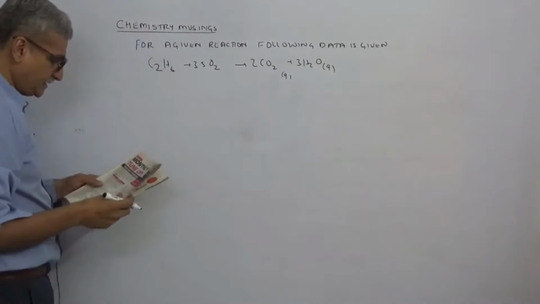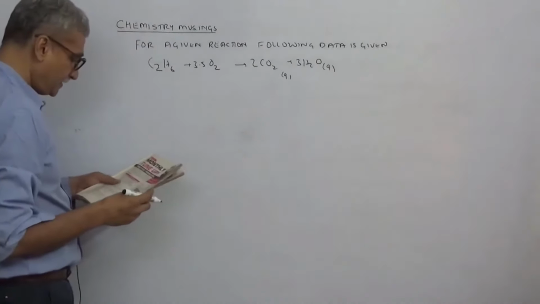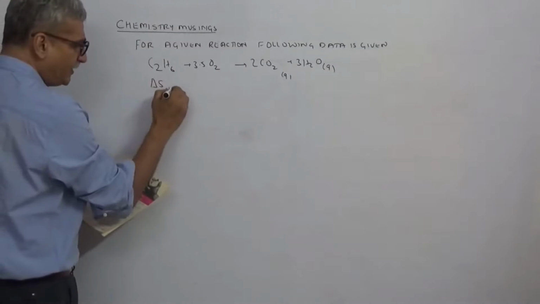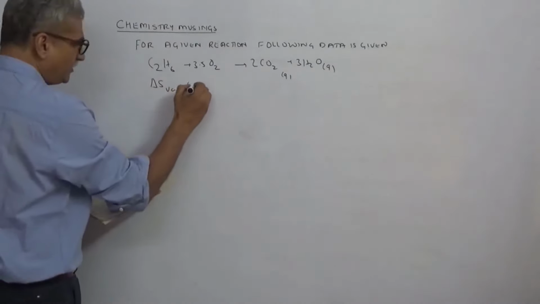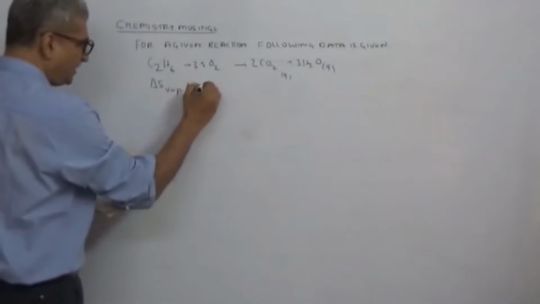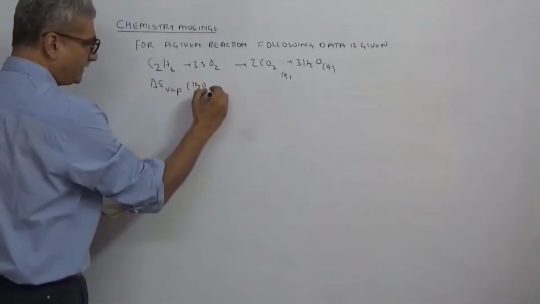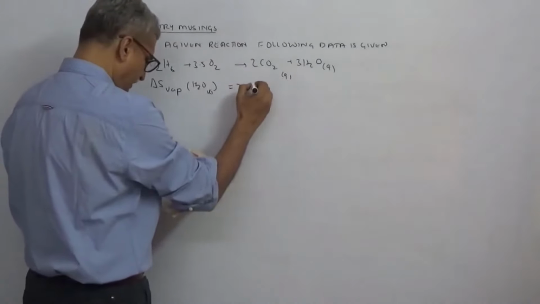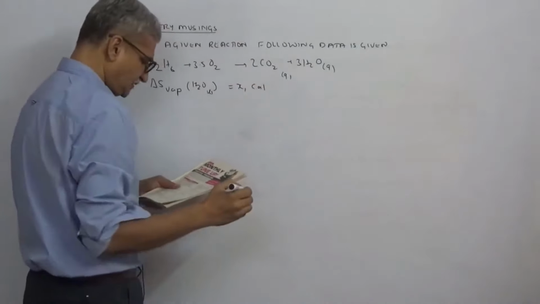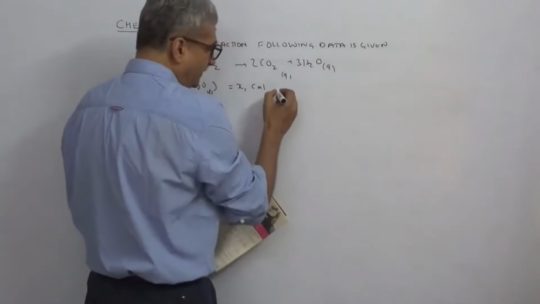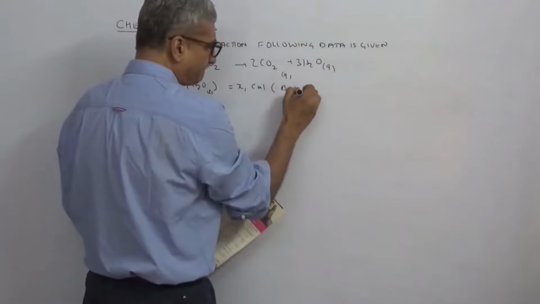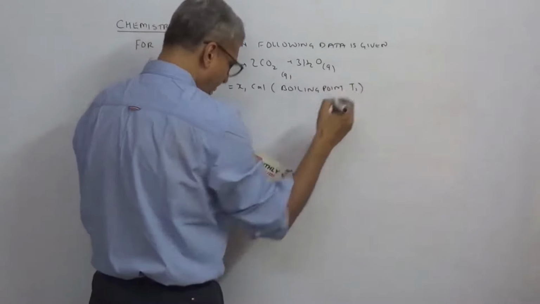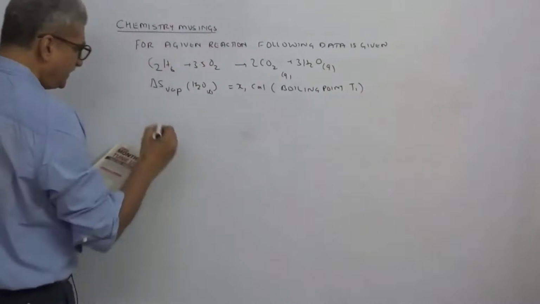Now here, what else is given is delta S vaporization of H2O liquid, which is equal to x1 calories, correct? The boiling point is T1.